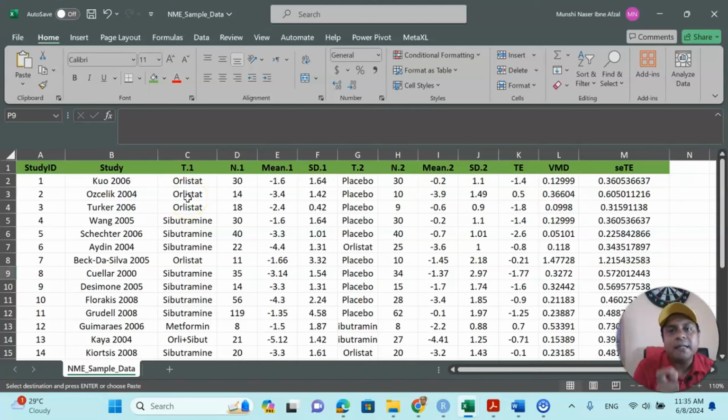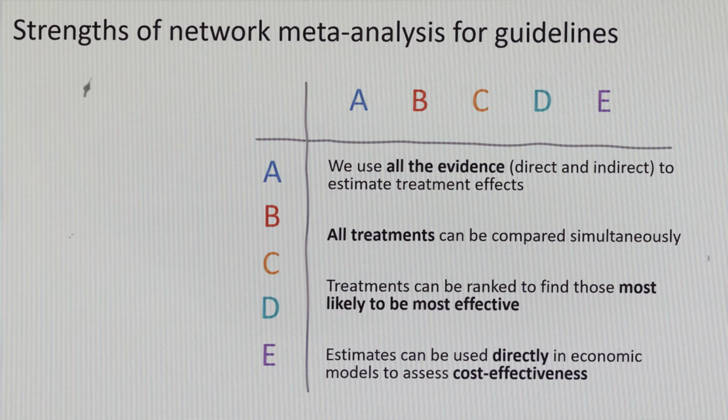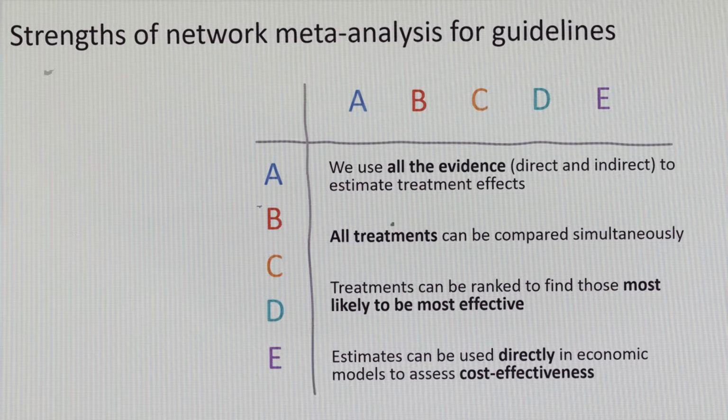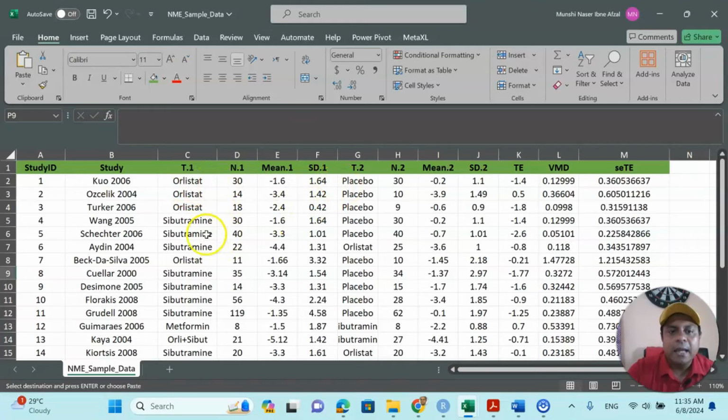Okay. It's very important in network meta-analysis that you find out the direct effect, and at the same time the indirect effect. So what is an indirect effect? For example, in one of the studies, you can see here orlistat versus placebo and sibutramine versus placebo.